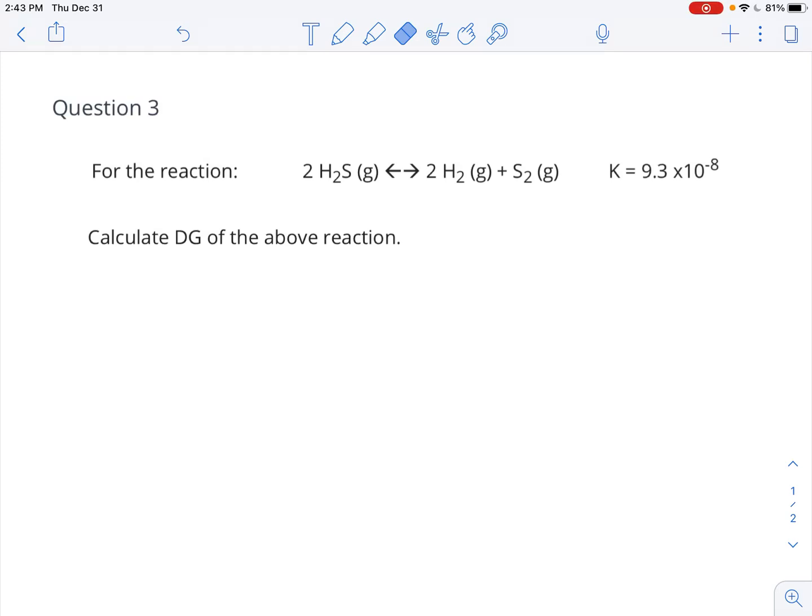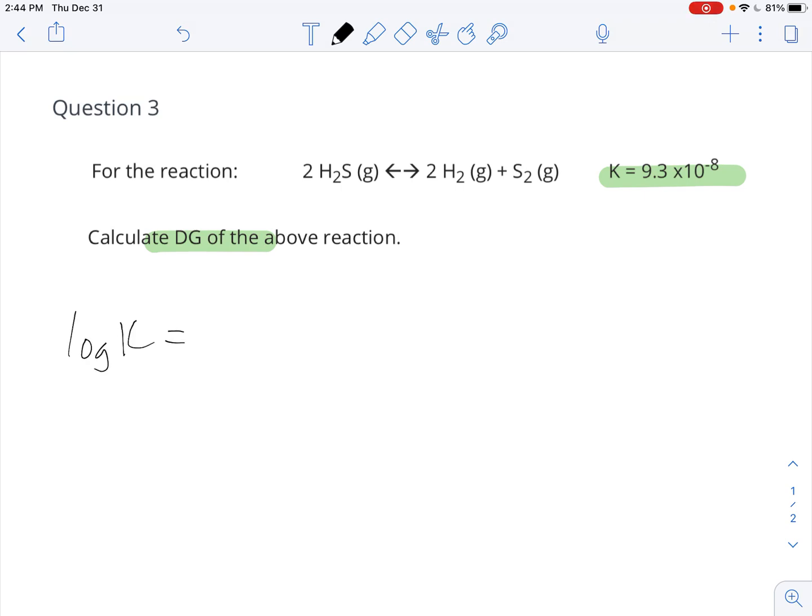Alrighty, for number 3, looks like we're going to have to do the two-step process here. They gave us K, but they want delta G. So the first thing we're going to have to do is turn K into E, and then the second thing we're going to have to do is turn E into G. No problem, it's just a two-step process.